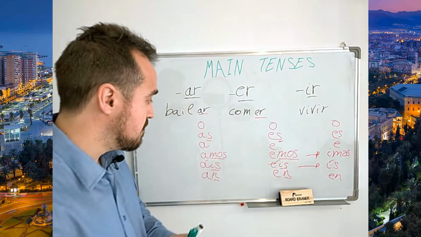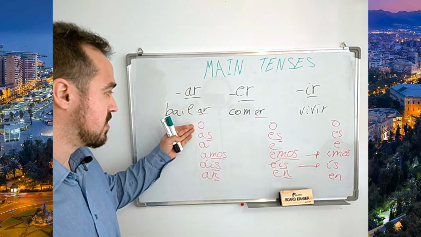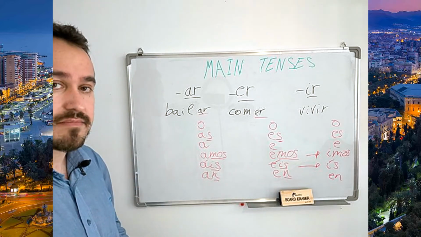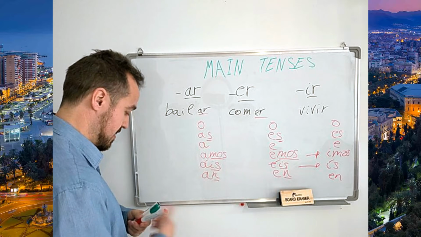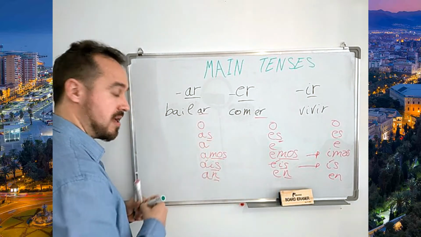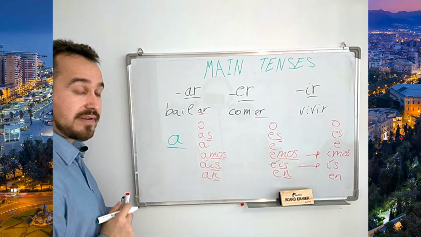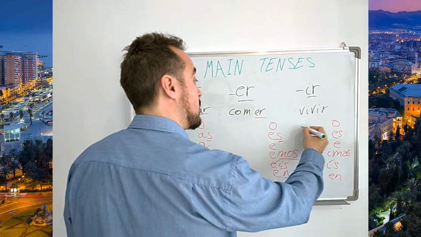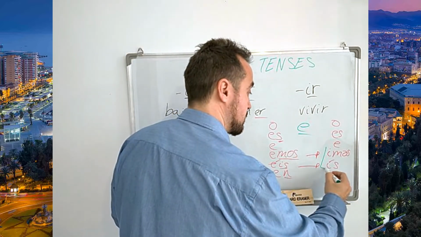So basically, let's recap. O, as, a, amos, áis, an. Okay. So here you're gonna have this a. So this is a verb based on this vowel. And these two, you could say they're based on this vowel, except for these two exceptions.